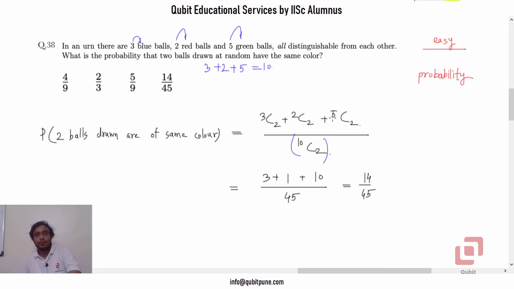Now you want the balls to be of the same color, so they can either be 2 blue balls or 2 red balls or 2 green balls, right? So that's 3C2 plus 2C2 plus 5C2. 3C2 is 3, 2C2 is 1, 5C2 is 10, so it is 10 plus 3 plus 1, so 14 upon 45, so that is option D, 14 upon 45. Okay, very simple.